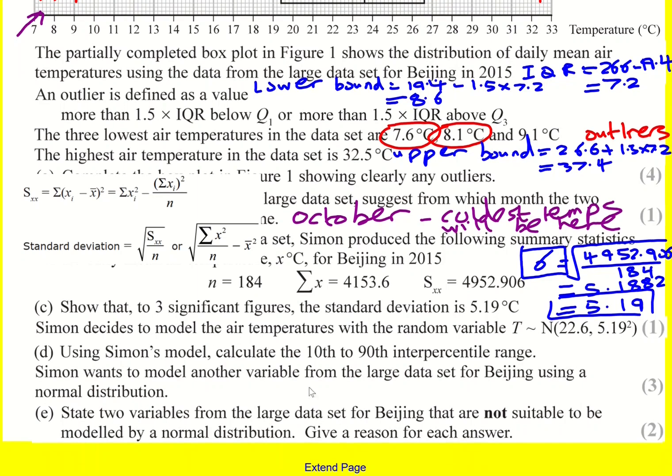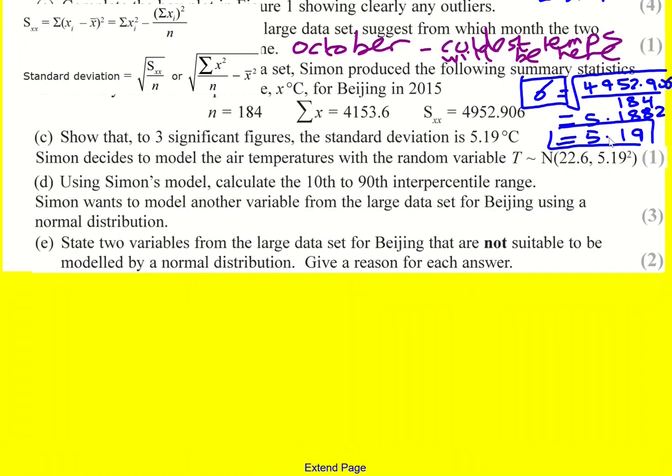Now, Simon decides to model the air temperatures with the random variable T that follows a normal distribution with this standard deviation and the mean 22.6, which we could have calculated. We're asked to use Simon's model to calculate the 10th to 90th interpercentile range. Let's get a little sketch down. It's centered at 22.6.